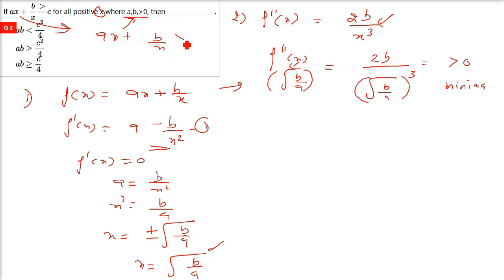So ax plus b by x is greater than or equal to c. This is already given. Now ax plus b by x is greater than or equal to c. x is already known to us, which is under root b by a. So in the original equation, put this under root b by a in here. Again, in the original equation, put x equals under root b by a. a into under root b by a plus b by under root b by a, and this is greater than or equal to c. From here, you'll get a condition which is given in the options.